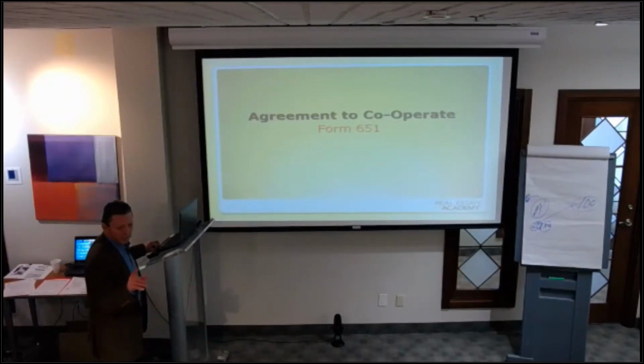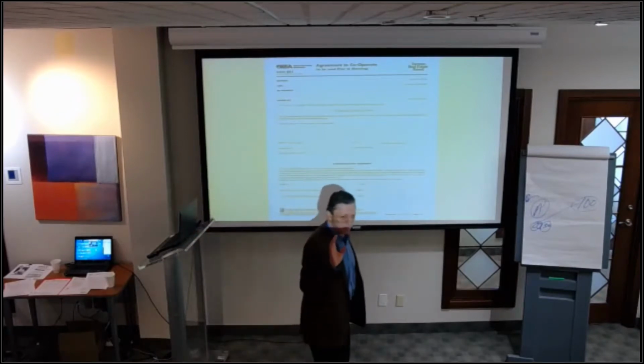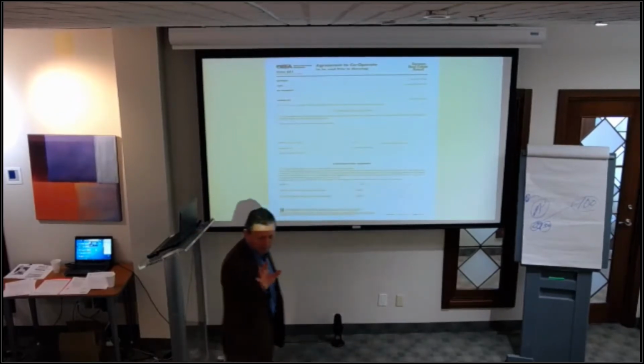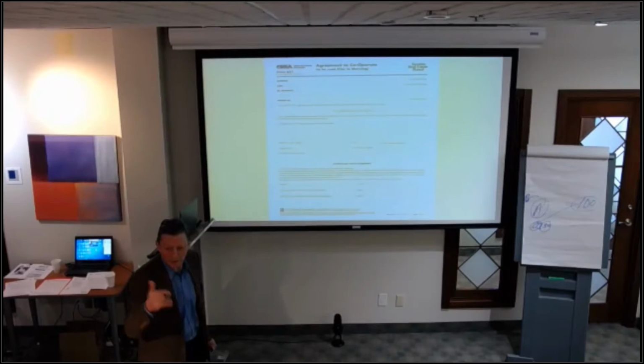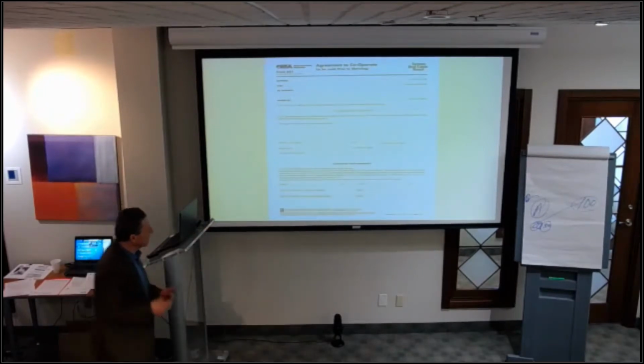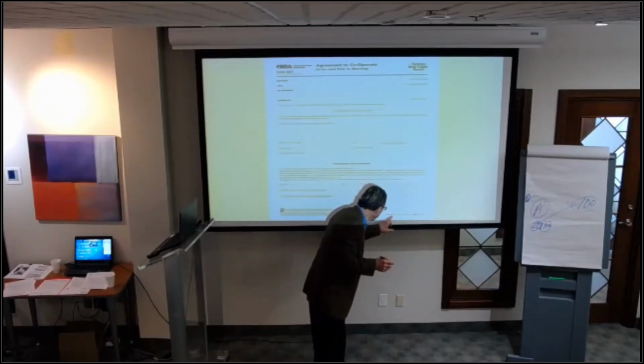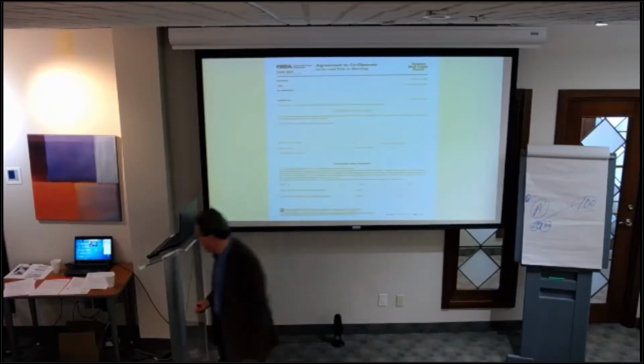Agreement to cooperate. There is a form. Let's pay attention to this form because it's not a very old form. Not too many people know about it. It's a form that the real estate board and the OREA created. Form number 651.